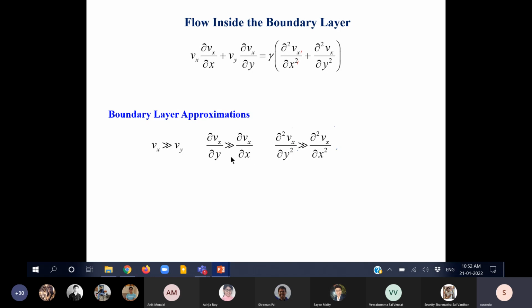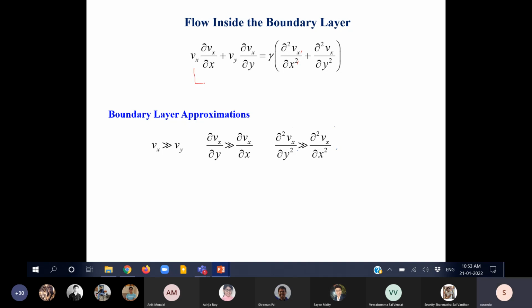So this is an approximation which is acceptable. And del square Vx by del y square, for obvious reasons, is going to be quite large as compared to del square Vx by del x square. So these three are collectively known as the boundary layer approximations.